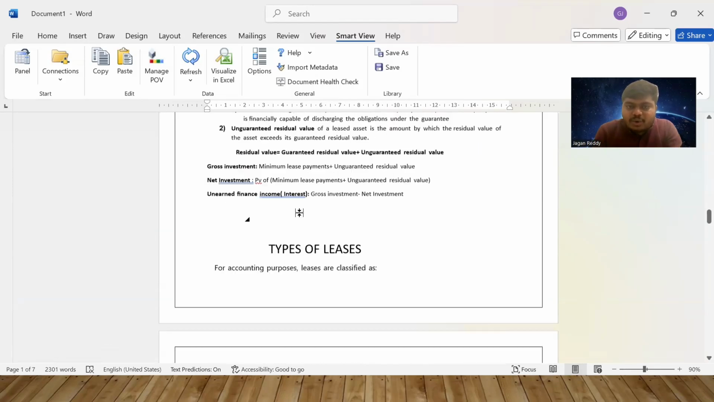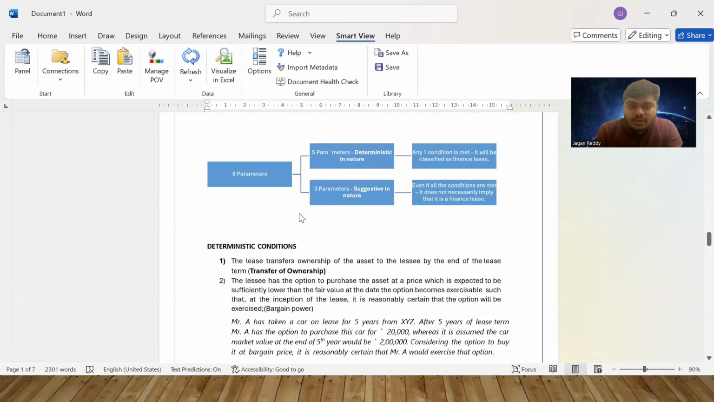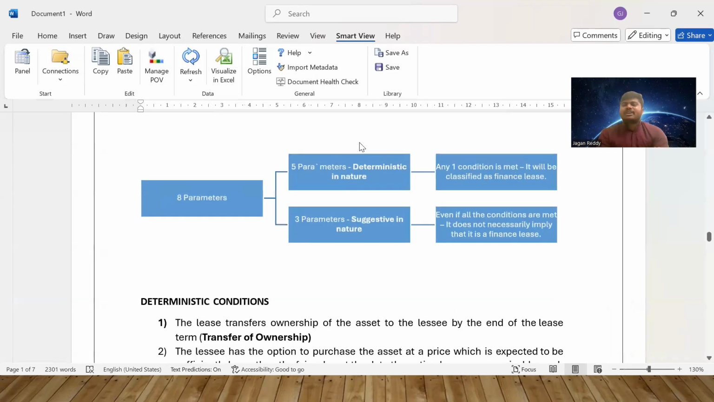Those are bifurcated into two parts. One is deterministic in nature. If any one of the conditions is satisfied, then it should be considered as a finance lease. However, suggestive in nature, even though if all the conditions are satisfied, then it cannot be treated as a finance lease. First five conditions are most important, Nana. You can easily remember. The first point is a transfer of ownership.